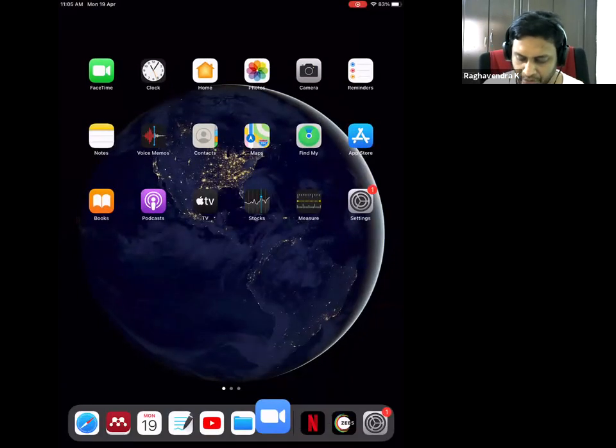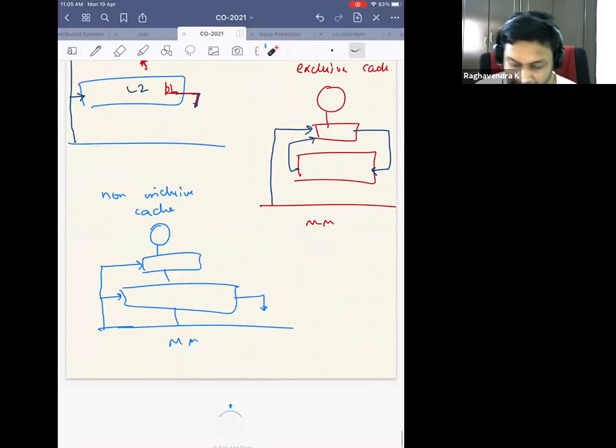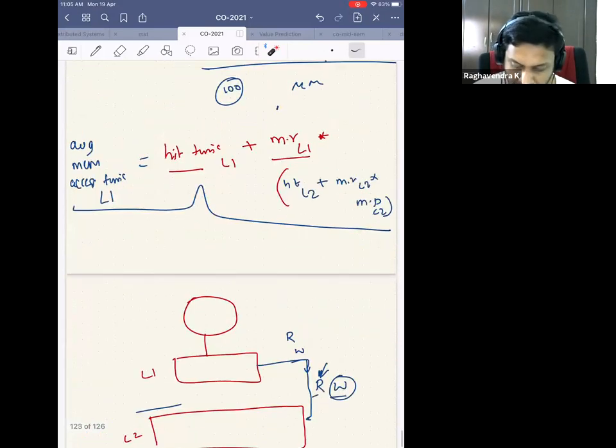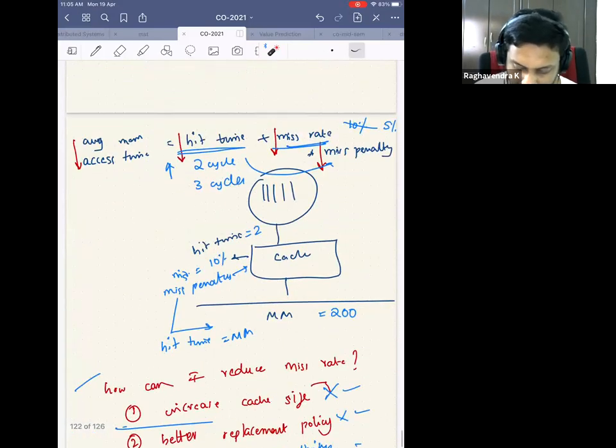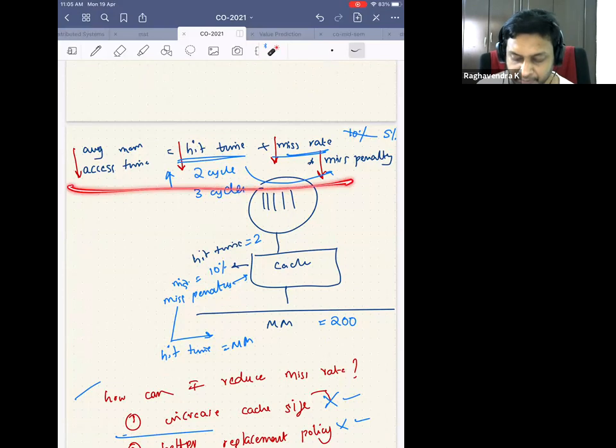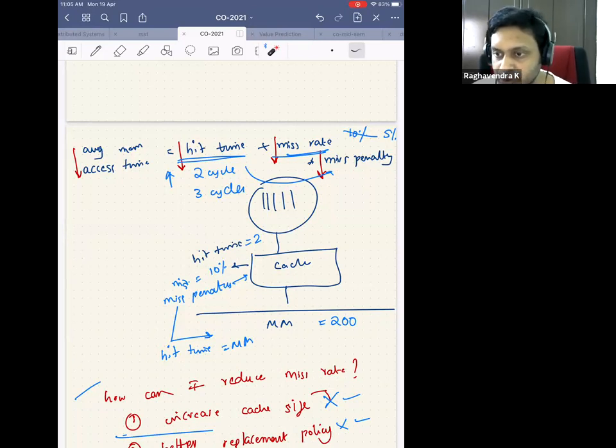Okay. So we were looking at caches. So I'll just recap what we were saying. We said that this was an important equation: the average memory access time is equal to hit time plus miss rate into miss penalty. We want to reduce the average memory access time because any access, if there's a load instruction, any access is stuck at the pipeline and it will not allow other instructions to go forward. So I want to reduce the average memory access time.